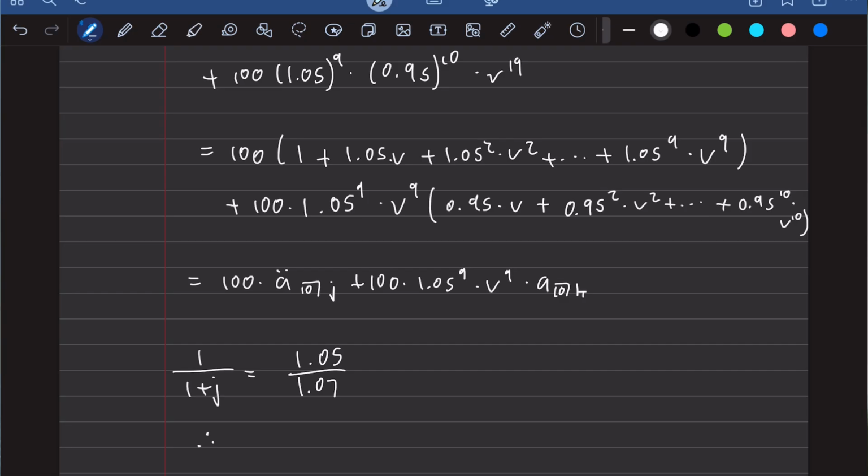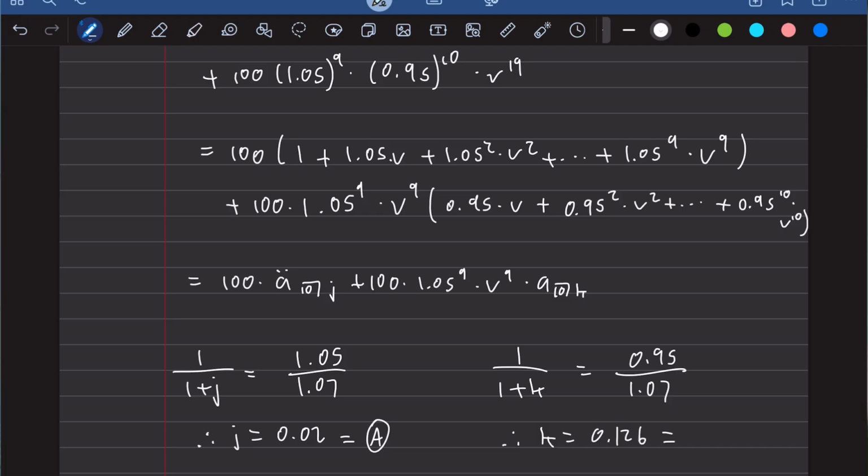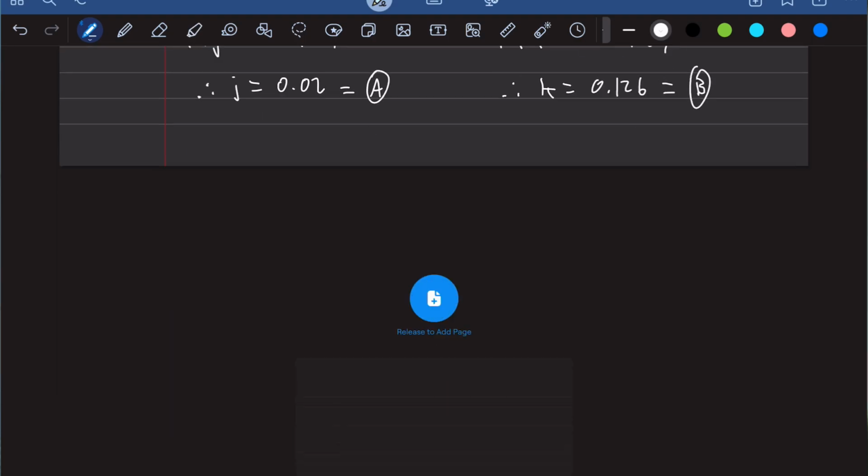We just flip both of them and minus 1. So therefore J is going to be around 0.02. And I'll store this as A for accuracy in my calculator. And we'll use that later. Okay. So that's J. So that's the interest rate we're going to be using for this one. So now we want K for this one. So we're going to do exactly the same thing. So 1 over 1 plus K is going to be equal to that basically. So it's going to be equal to 0.95 divided by 1.07. Cool. Therefore, K is equal to 0.126, which I will store as B in my calculator for the future.